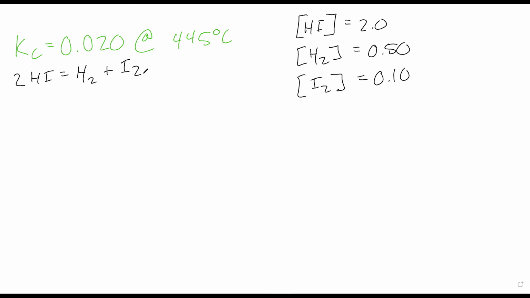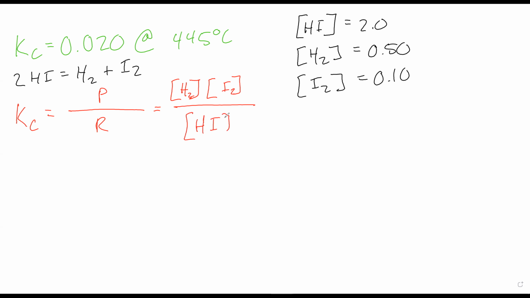So first things first, let's set up our Kc formula because we know how to do that. I'm going to do my products over my reactants, so it is the concentration of H2 times the concentration of I2 over the concentration of HI squared. Now, why didn't I square H2 or I2? Because they don't have a coefficient there. Their coefficient is technically 1, so I don't need to put an exponent on there. However, I do need to put an exponent onto HI because there's a 2 in front of it. So now I have that.